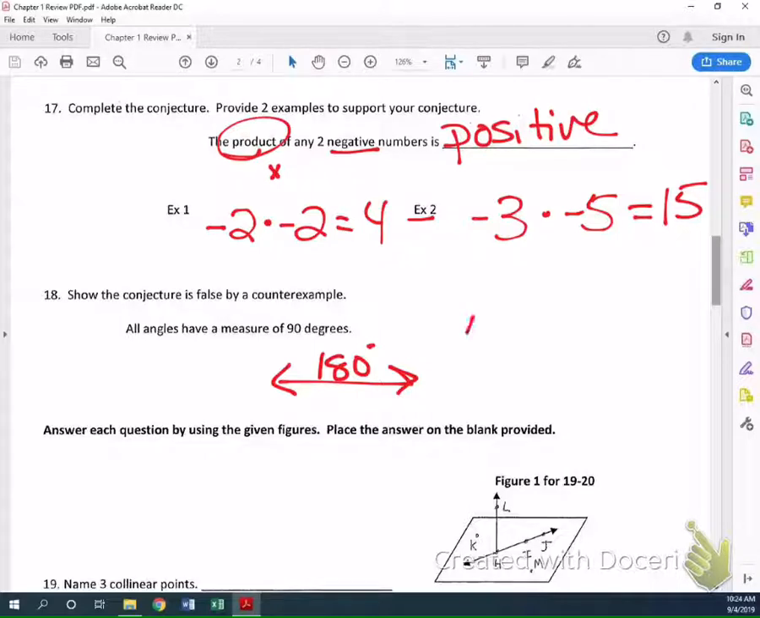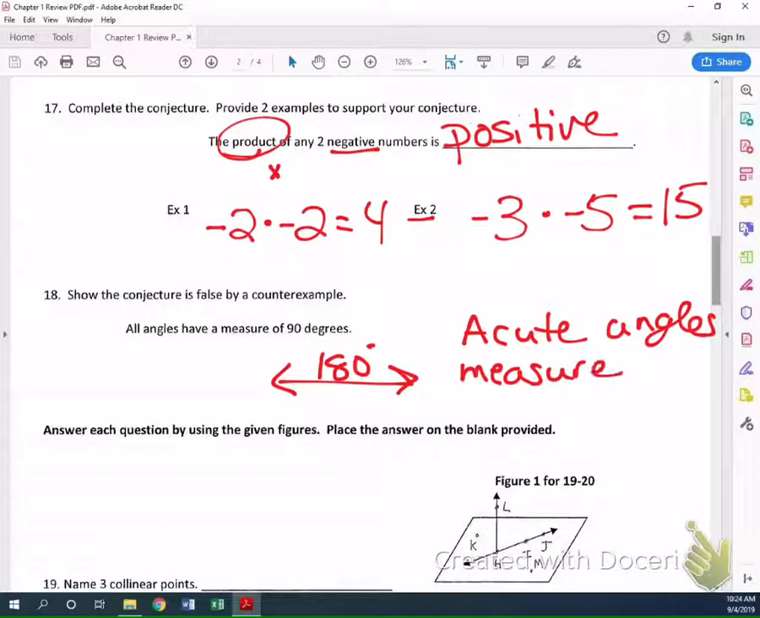Or you could write it out in words, like acute angles measure between 0 degrees and 90 degrees. Okay? So you can give me the definition of an angle that's not 90 degrees, or you can draw me a picture of an angle that's not 90 degrees. Those would both be appropriate counterexamples.